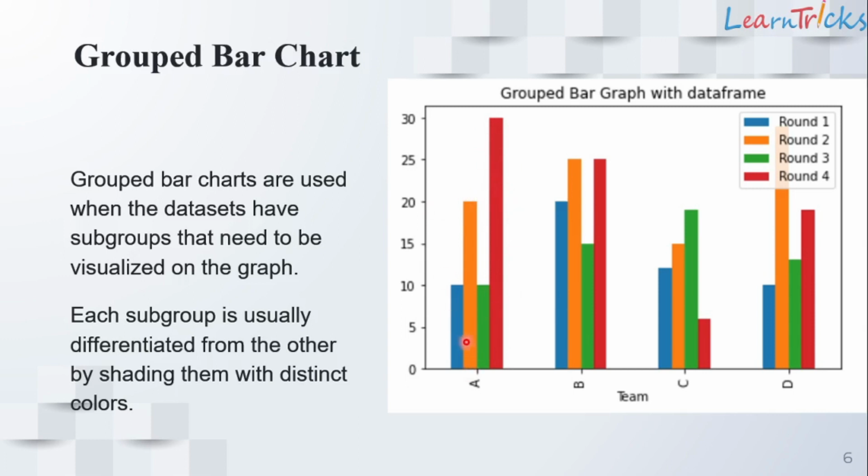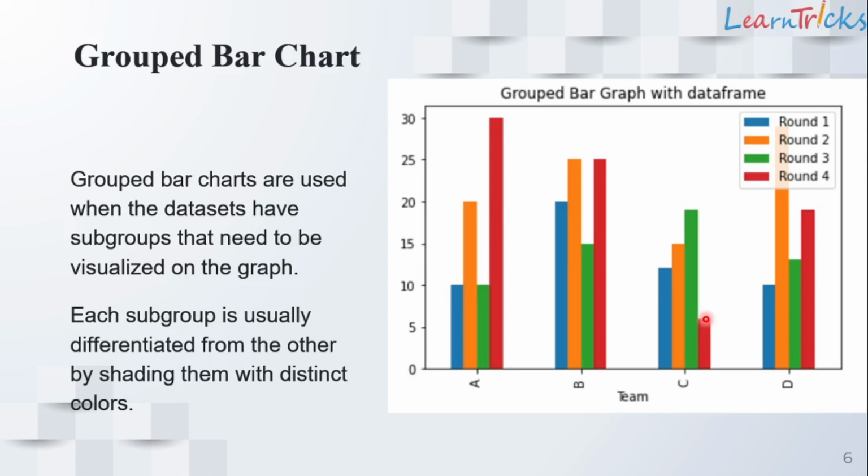So for team A the score for the first round is 10, for the second round it is 20, for the third round the score is 10, and for the fourth round it is 30. So we can make the total of it and find out the total score, as well as find out who is the topper for the respective rounds. Means for round 1 team B has scored highest, and for round 4 team C scored the lowest. So in this manner we can read or interpret the grouped bar chart.